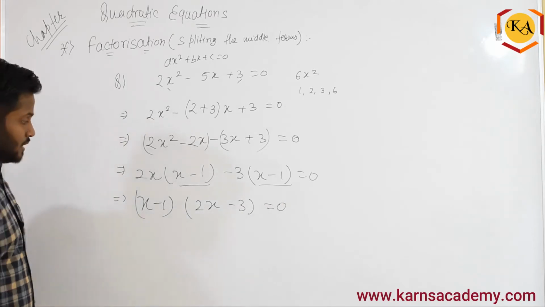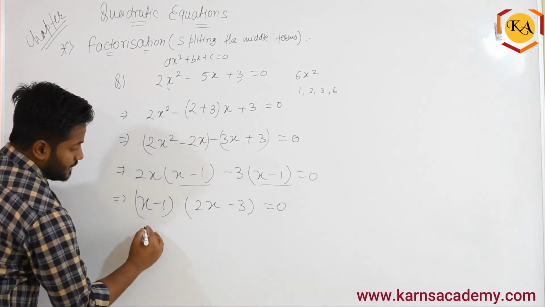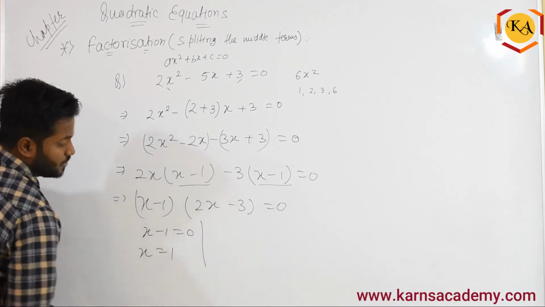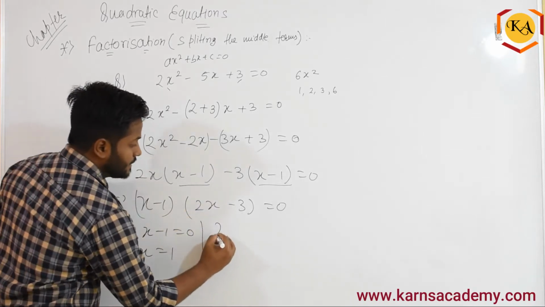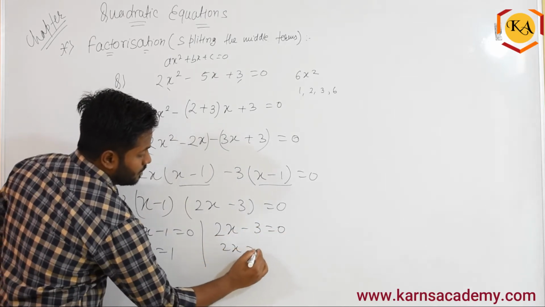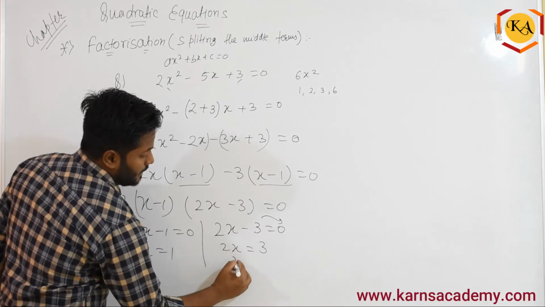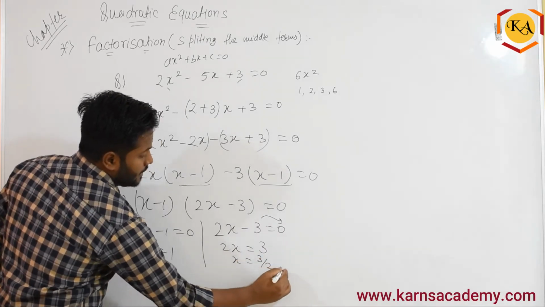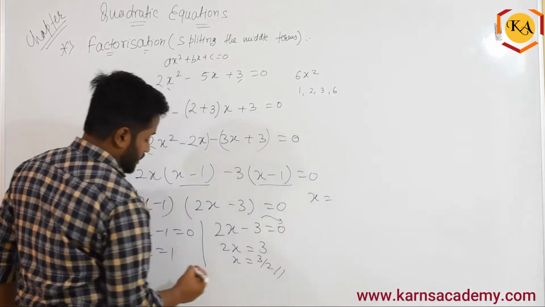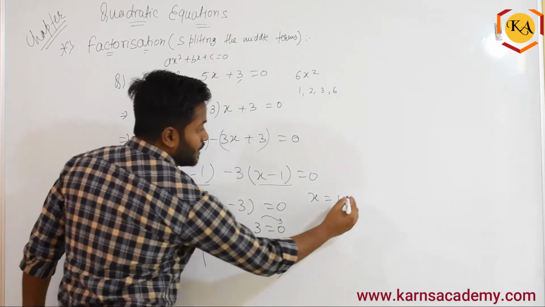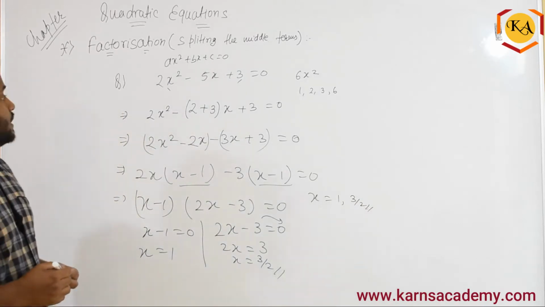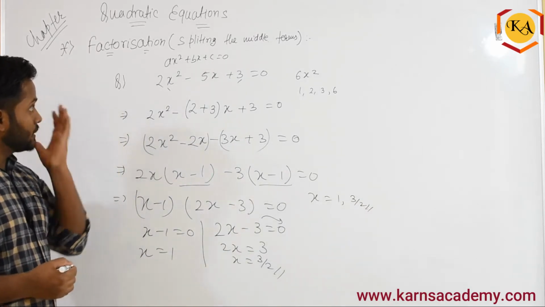Now can we solve this? Once this equals 0, that is x minus 1 equal to 0, which means x equal to 1. Similarly, next 2x minus 3 equal to 0. So 2x equal to 3, 3 will go that side, and x equal to 3 by 2. So you can see that x equal to 1 comma 3 by 2. So there are total 2 values, right? So this is how we will solve by splitting the middle term.